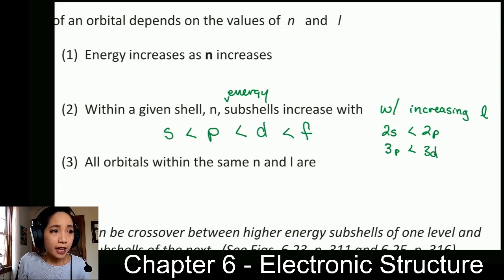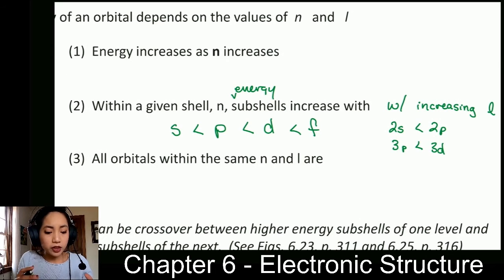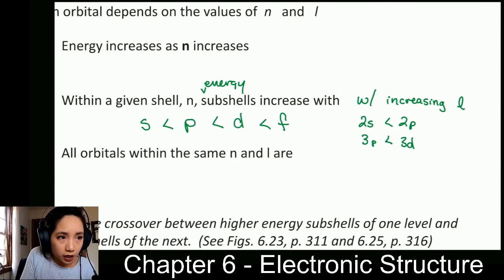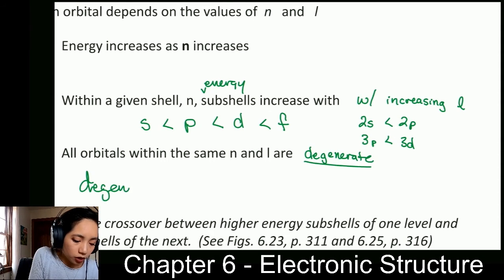All right, and then finally, the last bit about energy here. All the orbitals within the same n and l, so your different ml values, your different orbitals, all have the same energy. Essentially, all orbitals within the same n and l are degenerate. I mentioned this word before, degenerate, and it just means has the same energy.